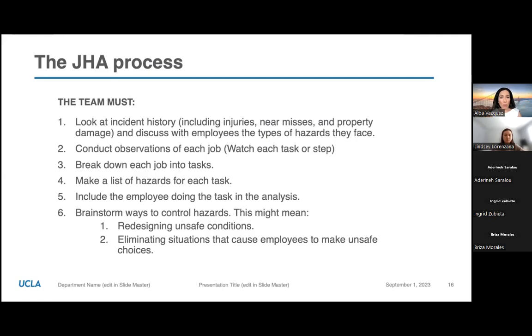All right, so you break it down into tasks. You make a list of, and don't worry, I'll give you examples, a list of hazards for each task. So you break it down in columns. And now you also include the employee doing the task in the analysis. You talk to him. He's explaining to you. This is not something where you observe and he's quiet and you're quiet. No, that's why you explain to them why you are doing this observation. You want to make a note there. Conduct observations, but explain why you're going to conduct this observation.